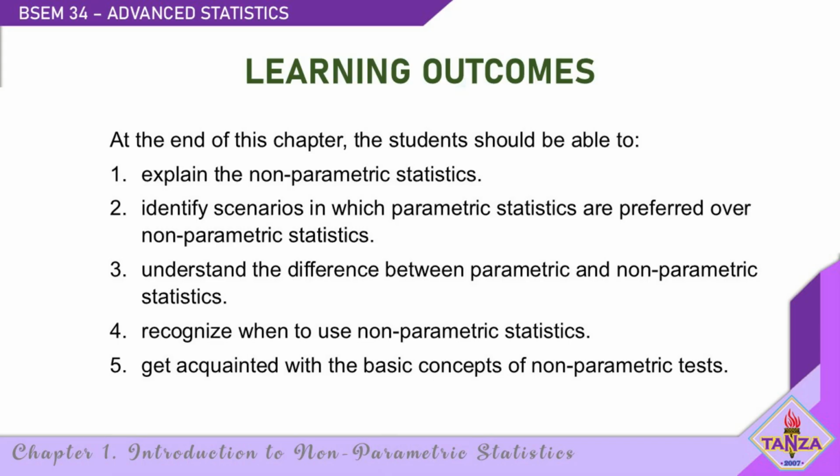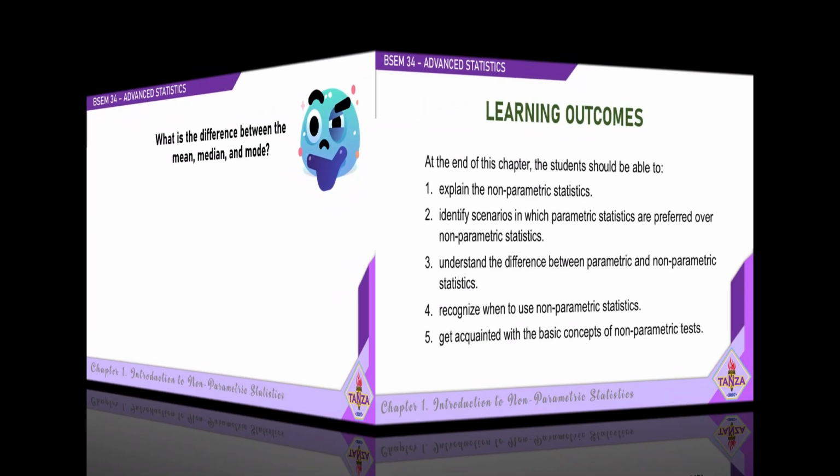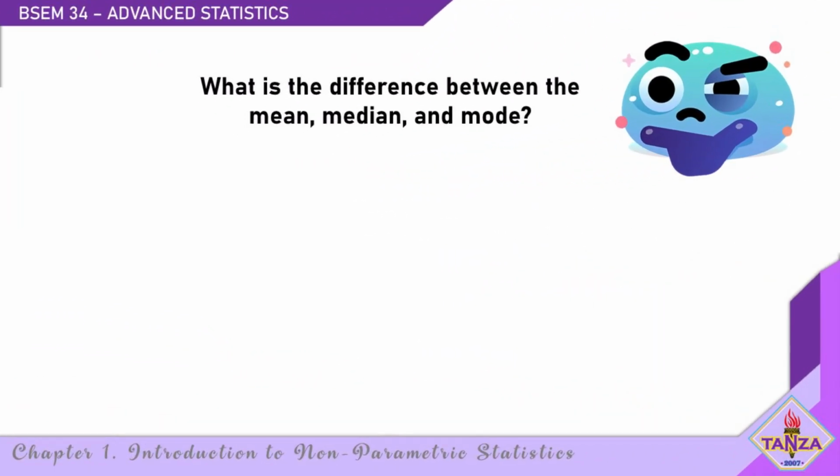5. Get acquainted with the basic concepts of non-parametric tests. Finally, you will learn the names and purposes of some common non-parametric tests, like the Mann-Whitney test, chi-square test, or Wilcoxon signed rank test, and when they're used. So by the end of this chapter, you won't just know the terms, you will be confident in choosing the right type of statistical test based on the data you have. Let's get started.